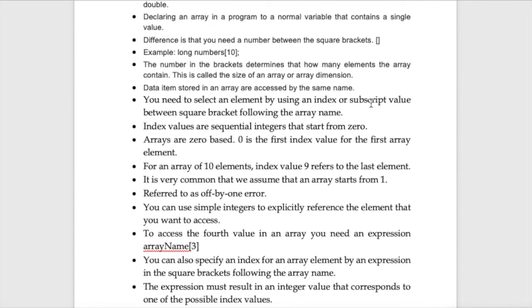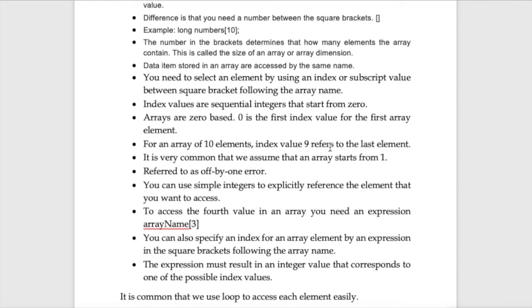So you need to arrange this index in the square brackets that follow the array name. Index values are sequential integers that start from 0, as we have discussed in the previous video. Arrays are 0 based. 0 is the first index value for the first array element. If you are going to assign 10 numbers, 0 will be the first number up to 9. For an array of 10 elements, index value 9 refers to the last element.